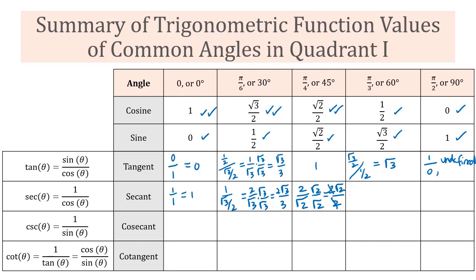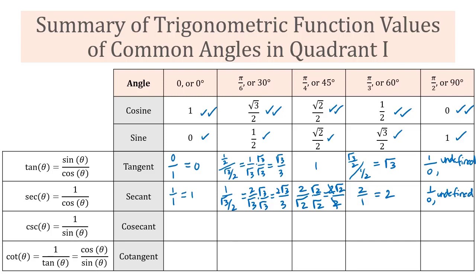The secant of 60 degrees, or pi over 3, is again the reciprocal of the cosine function. So the reciprocal of 1 over 2 is 2 over 1, which I will call 2. And finally, the secant for 90 degrees, or pi over 2, is 1 over 0. And like we saw with the tangent, this one is going to be undefined.